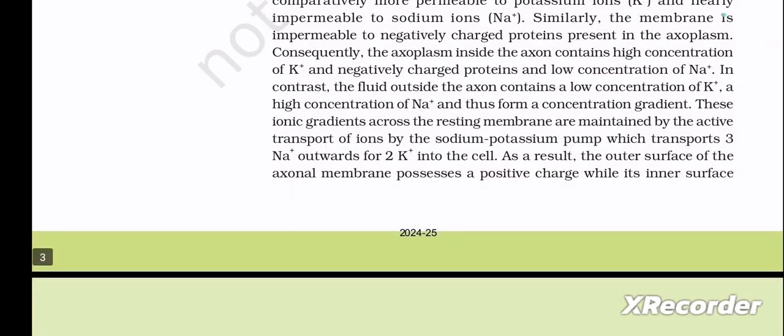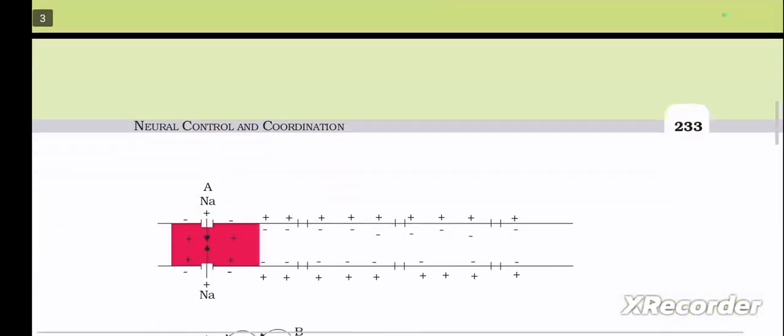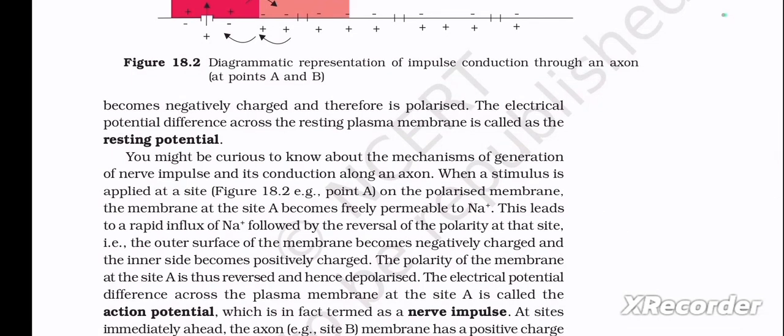These ionic gradients across the resting membrane are maintained by the active transport of ions by the sodium-potassium pump, which transports 3 sodium ions outwards for 2 potassium ions into the cell. As a result, the outer surface of the axonal membrane possesses a positive charge while its inner surface becomes negatively charged and therefore is polarized. The electrical potential difference across the resting plasma membrane is called the resting potential.